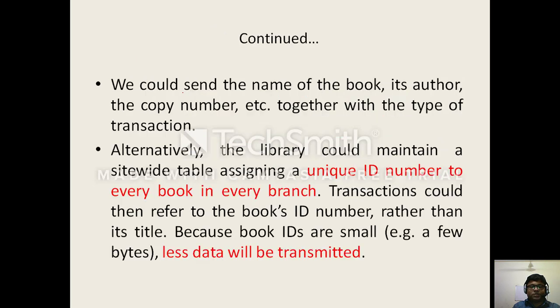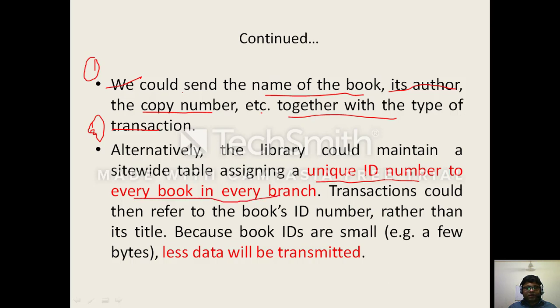Here we discuss two ways. In the first way, we could send the name of the book, its author, the copy number, etc. together with the type of transaction. This is one way. And in the other way, alternatively, the library could maintain a site-wide table assigning a unique ID number to every book in every branch.